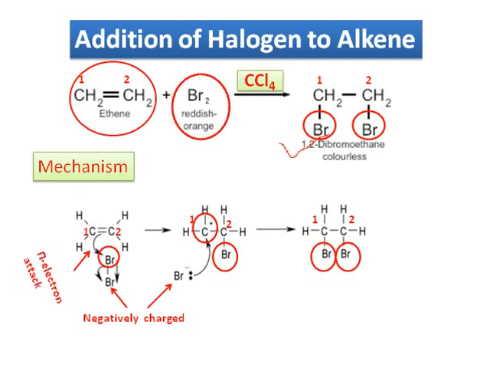Now again, I will repeat this mechanism. When the bromine molecule is added to the ethene molecule, there will be pi electron attack on the bromine molecule, and the bromine molecule becomes polarized, one bromine atom becomes negatively charged and the other bromine atom becomes positively charged, and one bromine atom will go to carbon 1, which is positively charged, and the other bromine will go to carbon 2, and we get the product 1,2-dibromoethane.